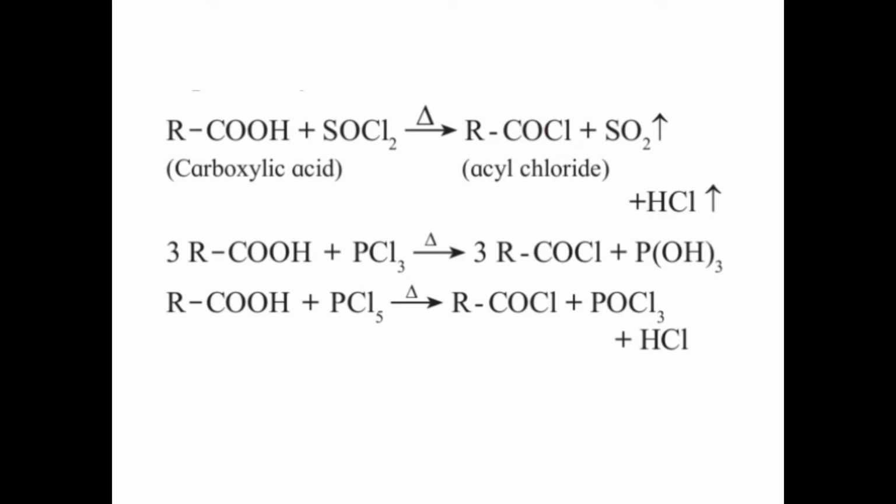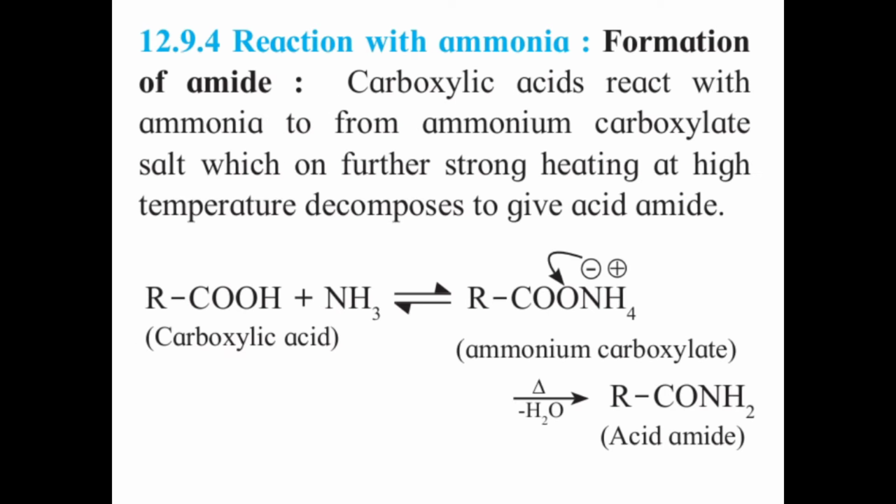Among these three reactions, SOCl2, thionyl chloride, is more preferable. Why? Because the side products, SO2 and HCl, are both gases, and as they are in a gaseous state you can easily separate them from the remaining product, our required product, acyl chloride, right? The second reaction of acid is the reaction of acid with amine.